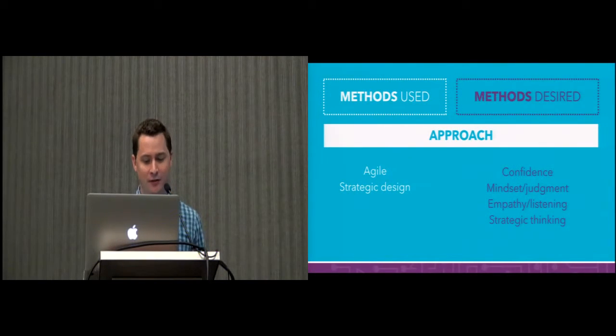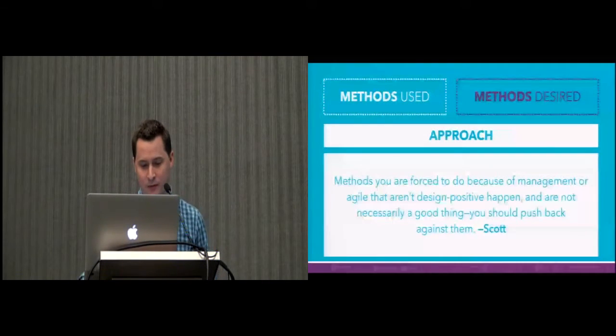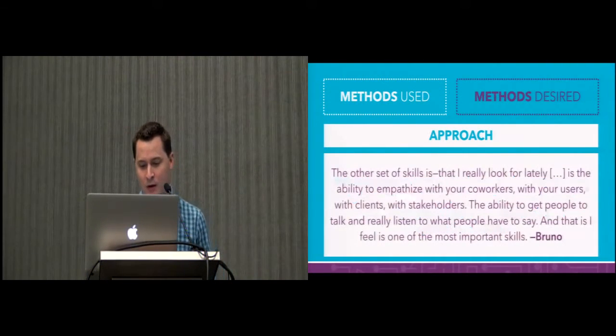So you see stuff like agile and strategic design. When we asked them about practitioners, though, they were talking about these much more affective and conative processes. So confidence, empathy, that kind of thing. And there was some interesting sort of setup to this on the part of the participants. There was this attitude that there were structures within the organization, but there's also a motivation of the designer to work against those in certain cases when they need to. When dealing with methods that are desired, though, Bruno says here that the ability to empathize with your coworkers, that's actually one of the most important skills, talking and really listening to what people have to say.